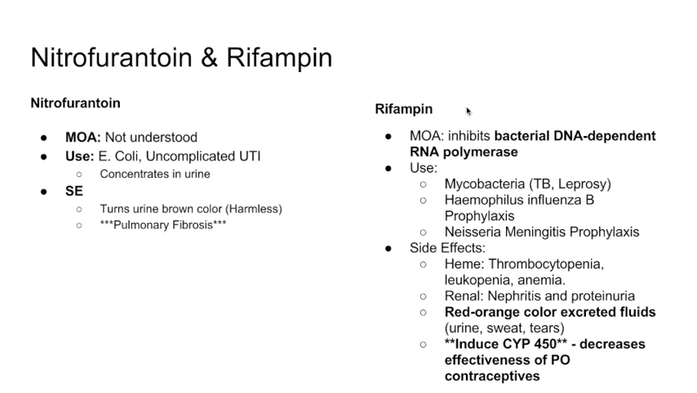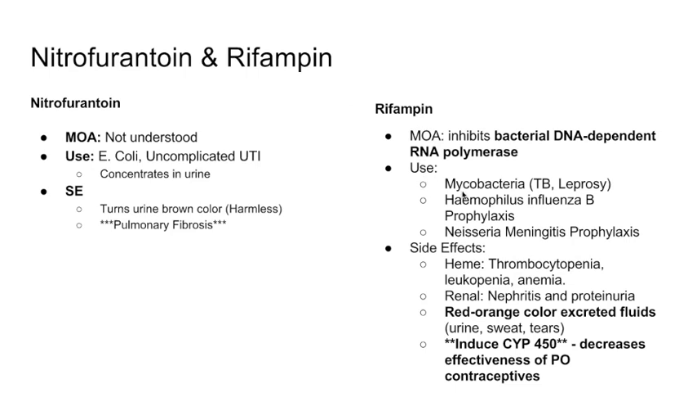Rifampin is the third miscellaneous drug that we're going to talk about, and it inhibits the bacterial DNA-dependent RNA polymerase. So what does the DNA-dependent RNA polymerase do? Yes, transcription. So it makes mRNA in order for the mRNA to go out and eventually make proteins. So in a big picture type of question, rifampin inhibits transcription.